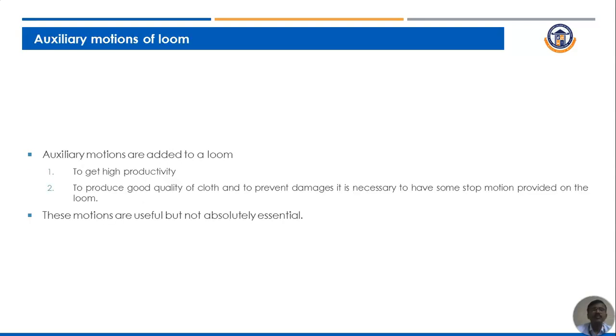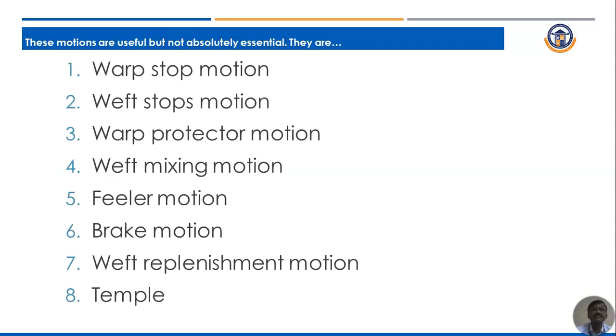Then what is meant by auxiliary motions? The auxiliary motions are to increase the productivity without affecting the quality of fabric. The main objective is to have higher productivity and reduce the faults occurring on the fabric. To produce good quality cloth and to prevent damage, it is necessary to have some stop motions when damage occurs on the weaving machines.